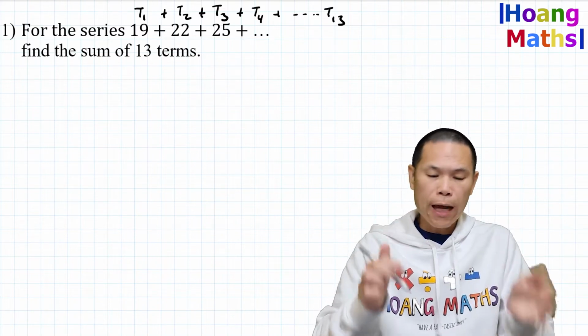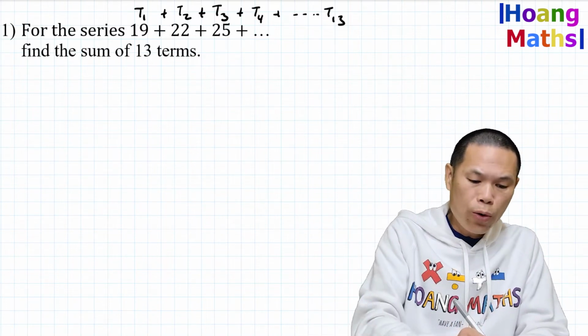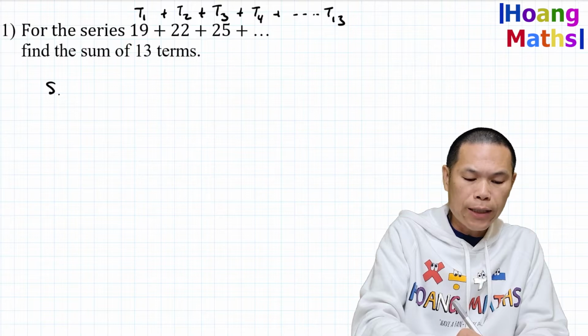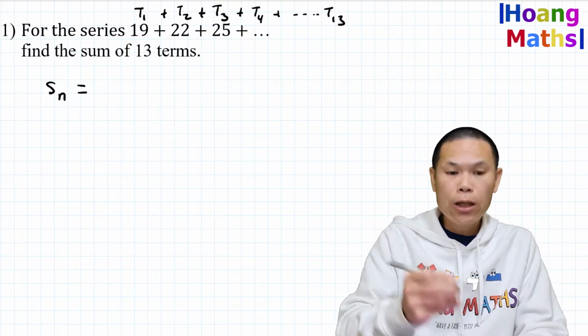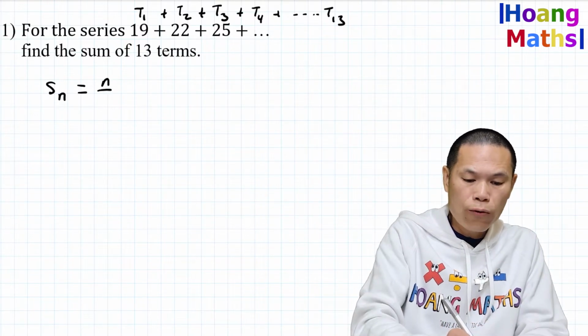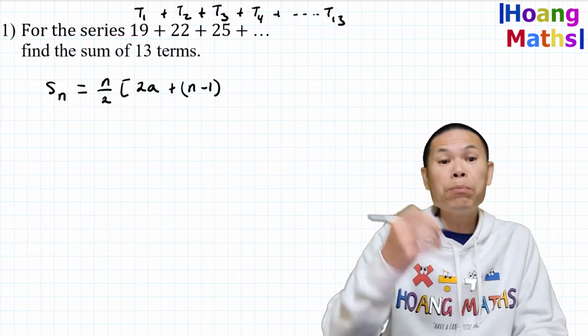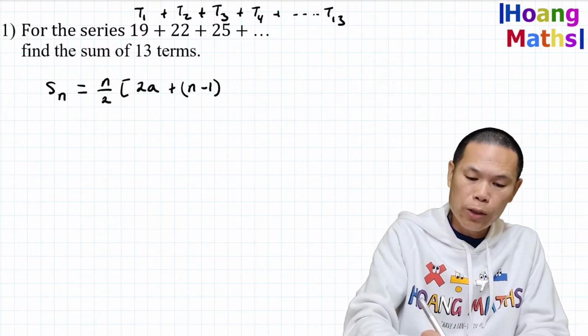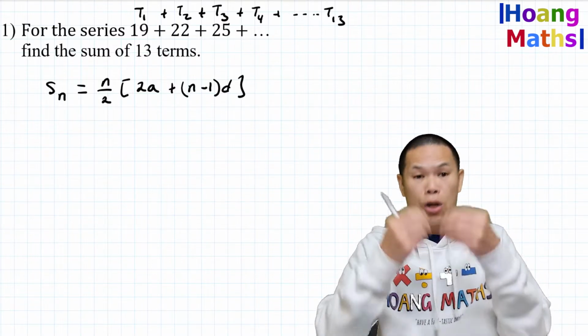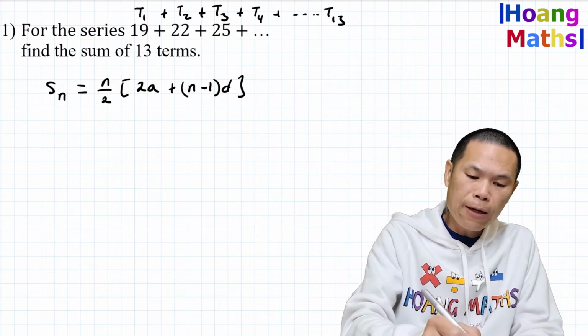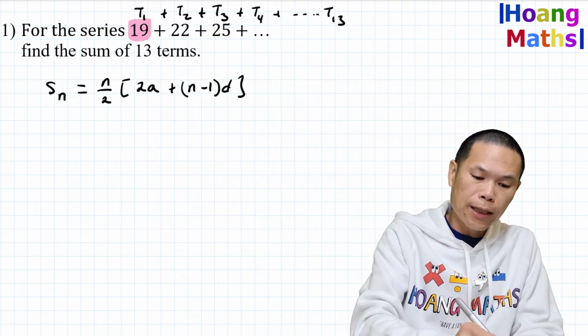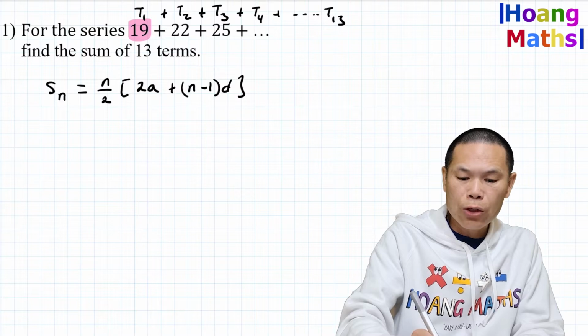Now to work this out, we need to know that the rule for finding the sum of n terms, Sn, is equal to n over 2, times 2a plus (n minus 1) times the common difference, which is d. That is the rule. And we know that a is 19. Let me just write this down. So we have a is 19.